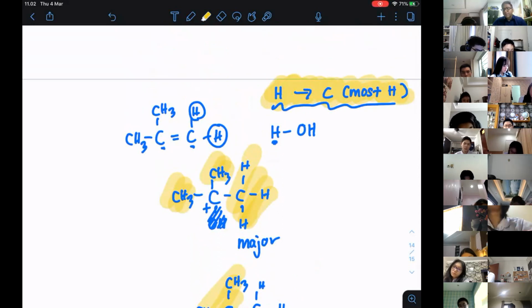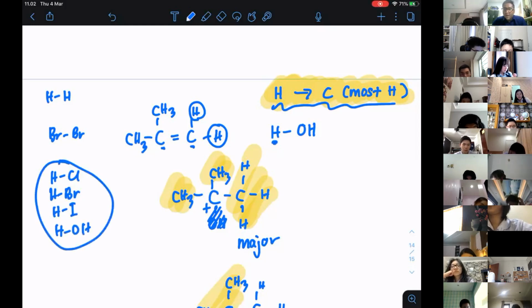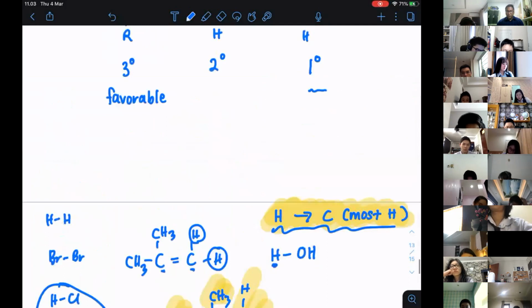When it comes to adding H and H or Br and Br, we will not have the same problem, because they are still going to give you the same product. But the problem will come when you are trying to add HCl, HBr, HI, HOH, all of this. You are going to have different products, a mixture of products. So you need to tell which one is going to be the major product and which is going to be the minor product. That is what I wanted to teach you for today.